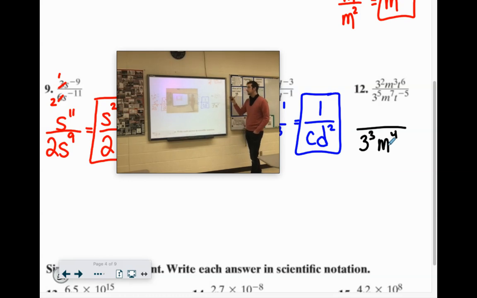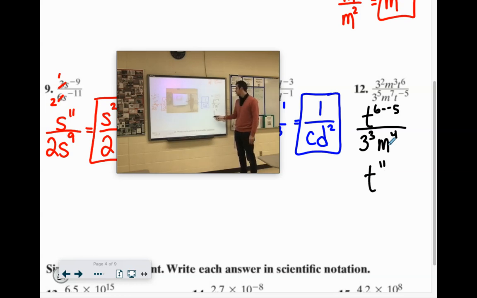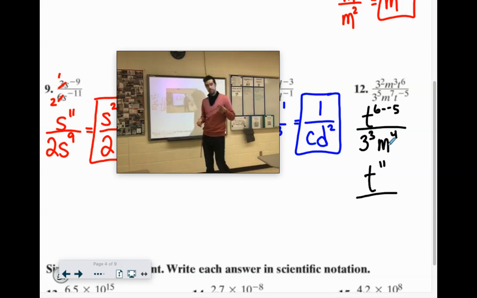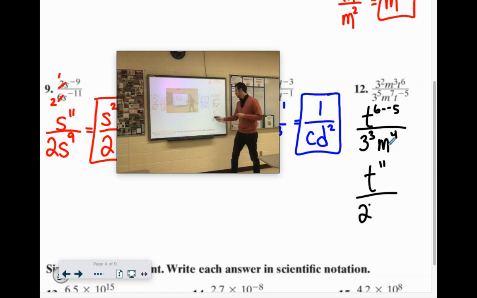And then the t, 6 is greater than negative 5. So they'll end up in the numerator. But we're doing 6 minus negative 5, which is really 6 plus 5. So there's going to be t to the 11th in the numerator. Denominator, we have 3 to the 3rd. 3 times 3 is 9. Times 3 is 27. M to the 4th.